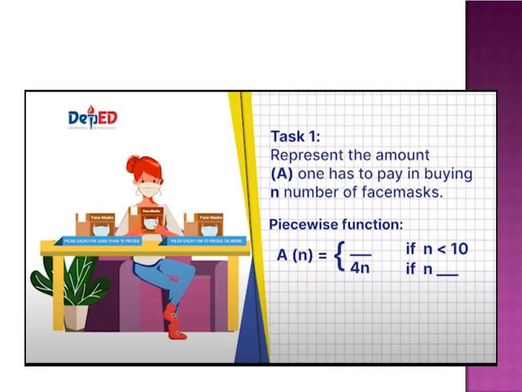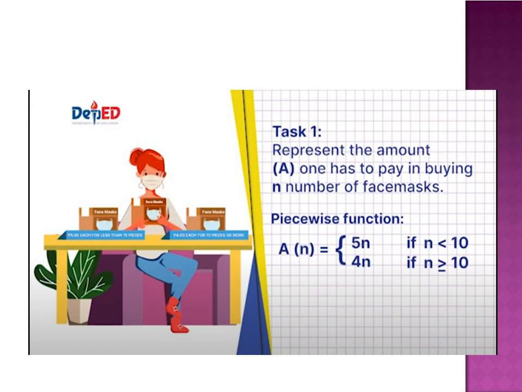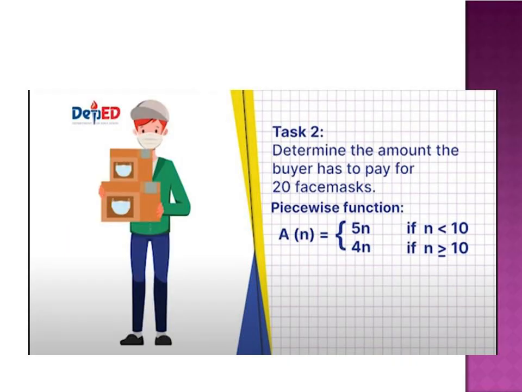Your time is over. The representation should be a of n equals 5n if n is less than 10, or 4n if n is greater than or equal to 10. Check your work if you got this right. Let us proceed to the second task. Try to determine the amount 20 face masks cost. Here we will evaluate the piecewise function. You are given 15 seconds.